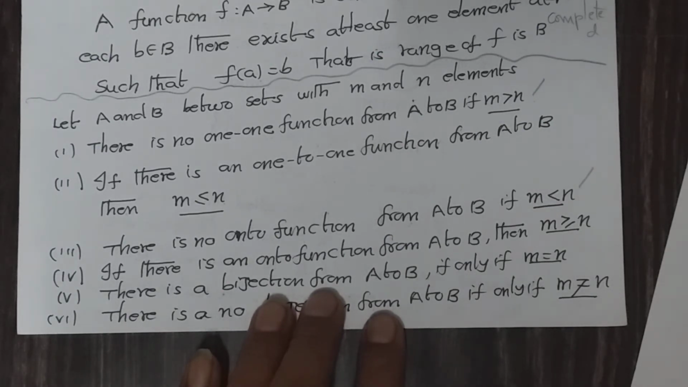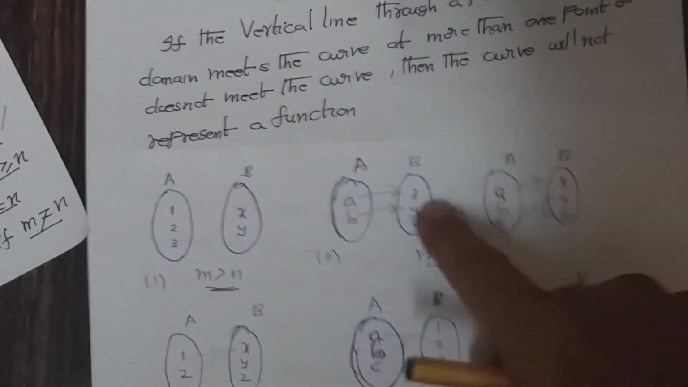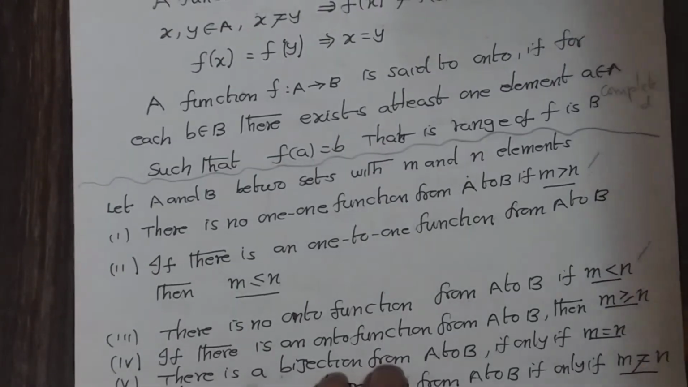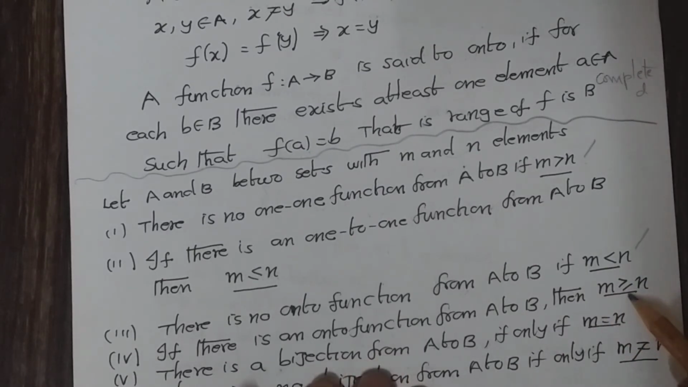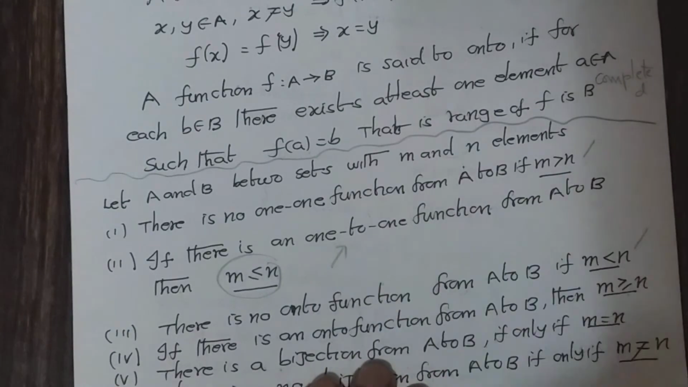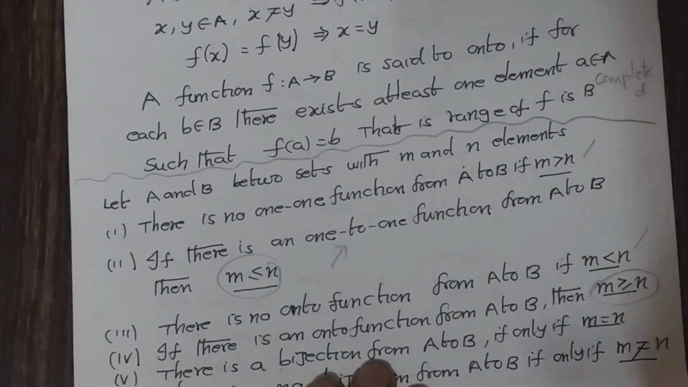The other 2 cases we saw in the diagram. In the diagram also I explained these 2 cases. Next, there is an onto function, the 4th one, from A to B when m is greater than or equal to n. So remember, students, less than or equal to n means 1 to 1 function. Greater than or equal to n means onto function. Okay, so 4 cases.